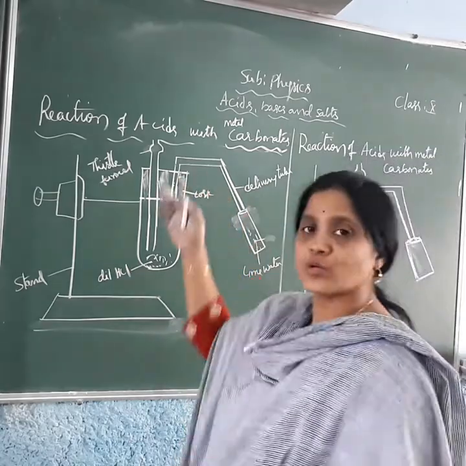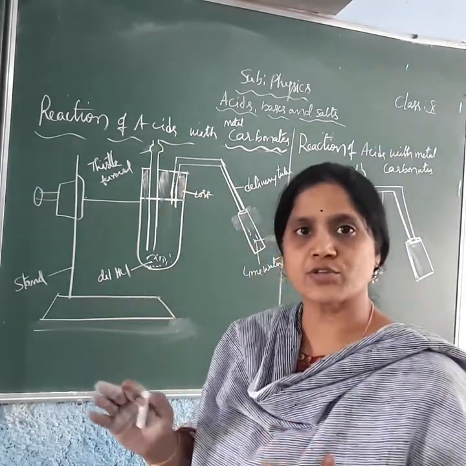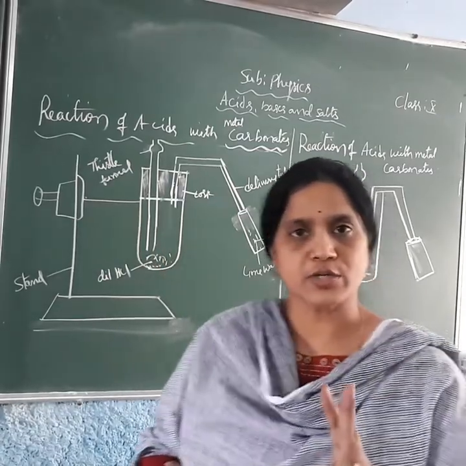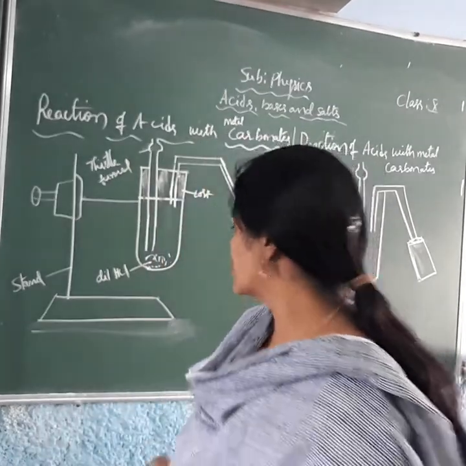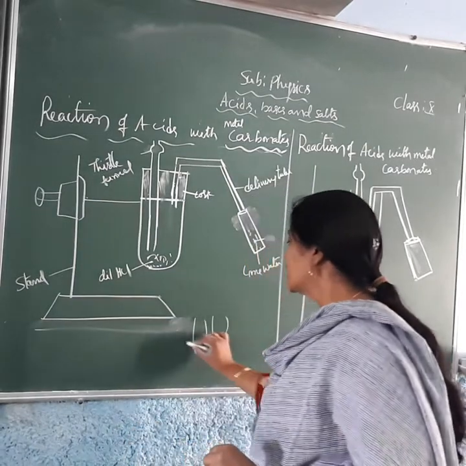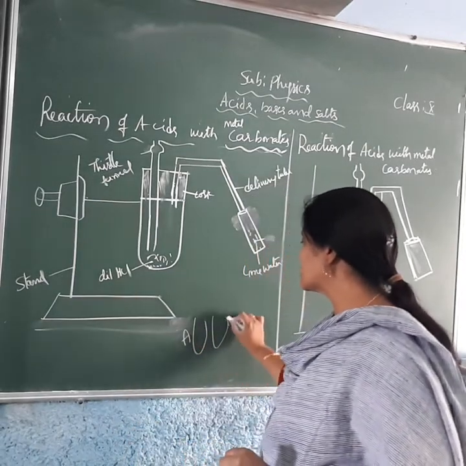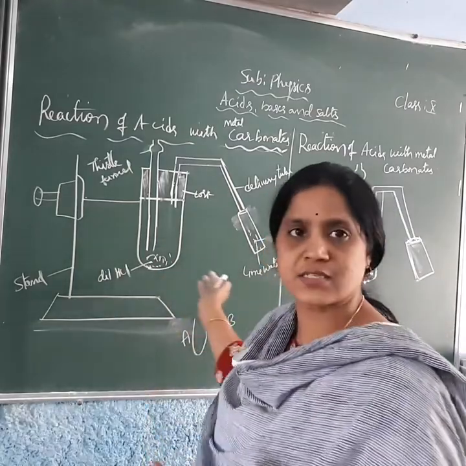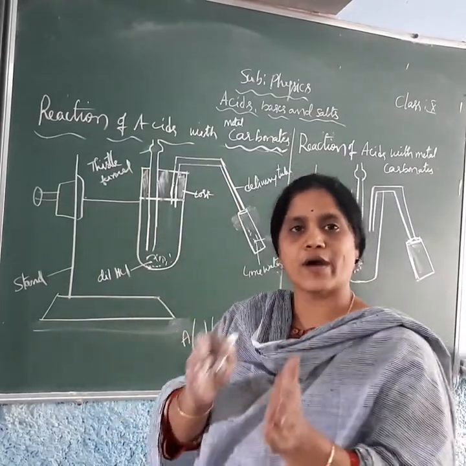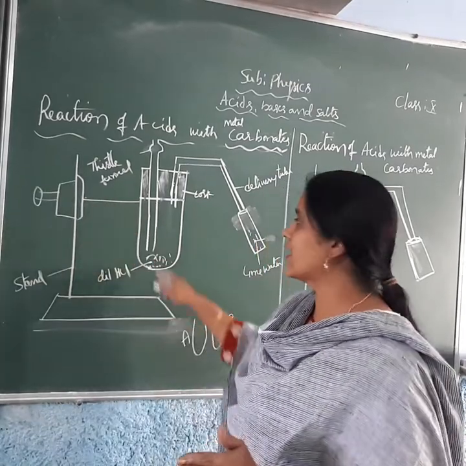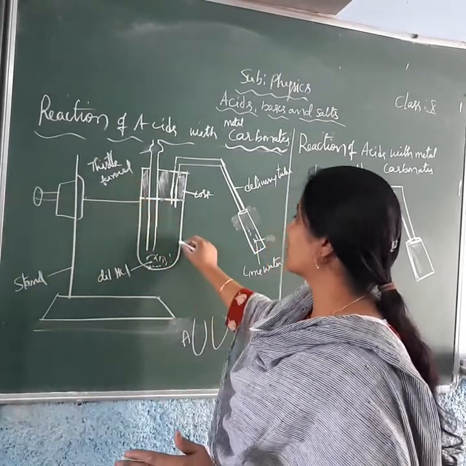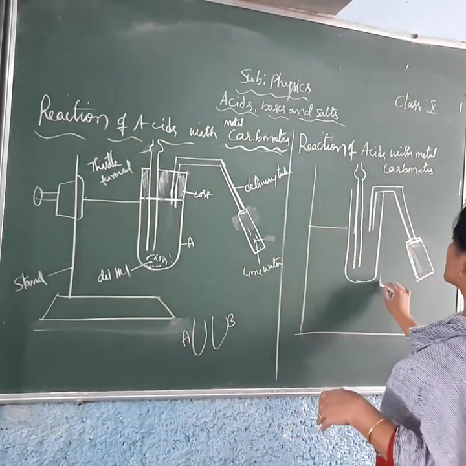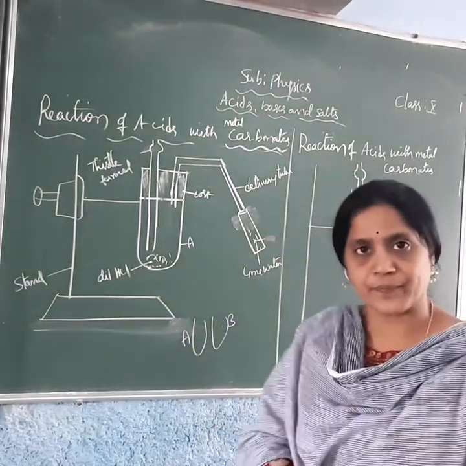Here, to do this activity, first we have to take one stand and two test tubes. How many test tubes? Two test tubes. So take two test tubes and name them test tube A and test tube B. I took two different stands, but instead you can take one stand. First you take this stand and fix test tube A, and take one more stand and place it under test tube B.